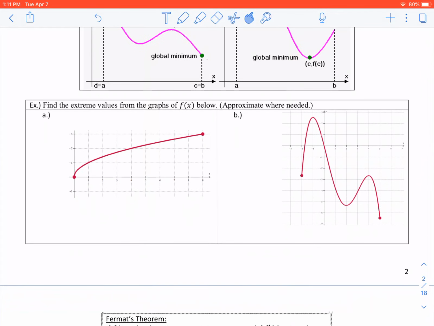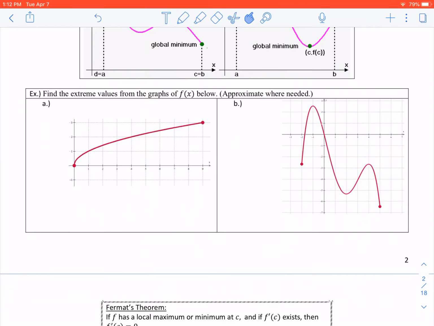The first example here says find the extreme values from the graph of f of x below. Approximate when needed. So the first thing it's asking for is our extreme values. And so our extreme values here are going to be your absolute or global.